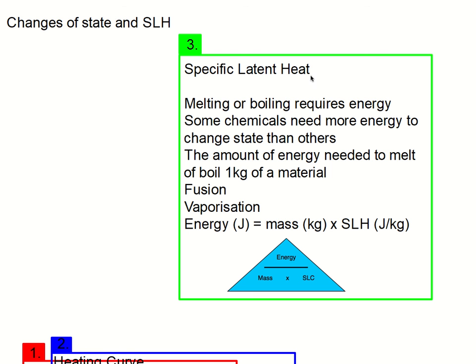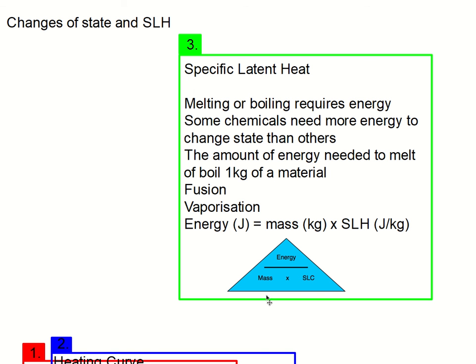You've got the specific latent heat of fusion, which is the fancy way of saying the amount of energy needed to melt something, and you've got the specific latent heat of vaporization. Going back to that first diagram, remember vaporization means boiling. So the specific latent heat of fusion tells you how much energy is needed to melt something. The specific latent heat of vaporization tells you how much energy is needed to boil something.